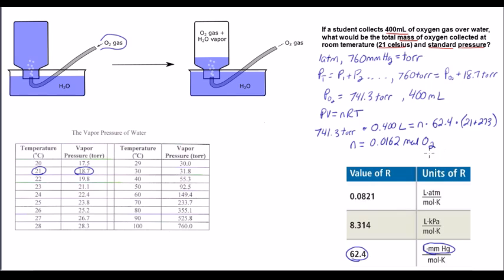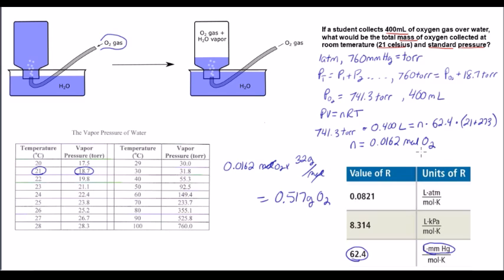Okay, so we're almost there. We've got moles, so now we know that we can convert our moles to grams fairly easily. It's O2, so it would not be 16 grams per mole, but 32 grams per mole. And then our final answer is going to be 0.517 grams of oxygen.